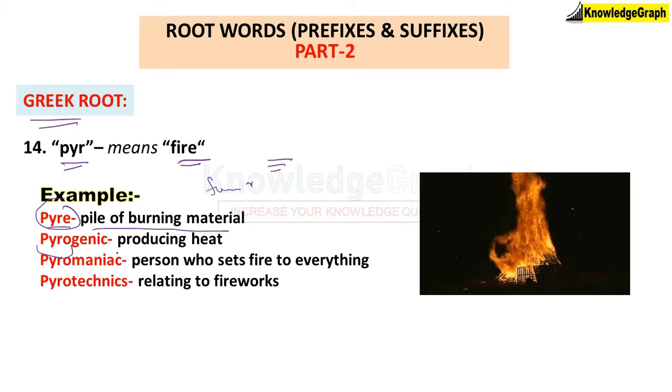Fire means heat something, and genic basically means produce, so producing heat. Pyromaniac. Pyro is related to fire. Maniac is someone who is mad, madness or mad. So a person who sets fire to everything, he's a pyromaniac. He feels like putting fire to everything. So that person is called a pyromaniac. Basically he's mad and he wants to put fire to everything. Then is pyrotechnics, relating to fireworks. Something that is related to fireworks is called pyrotechnics.